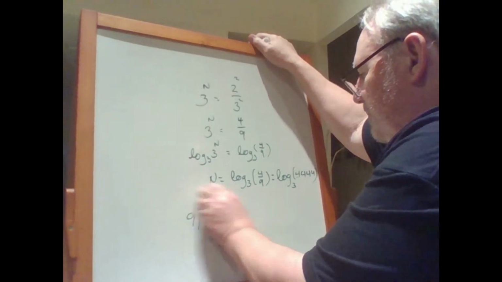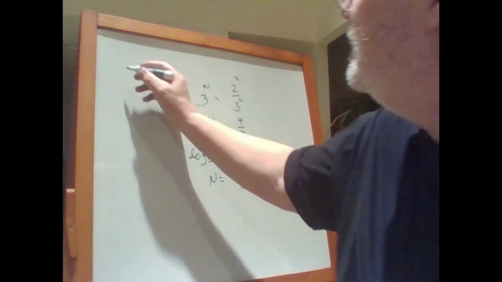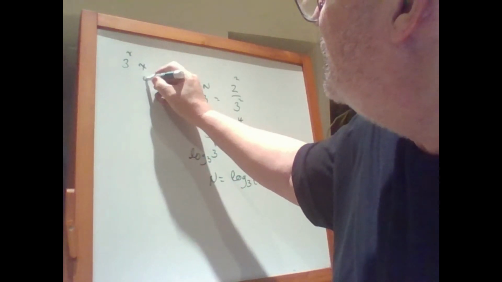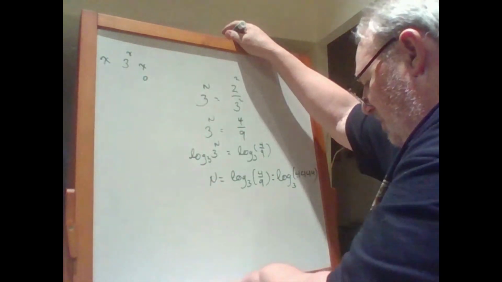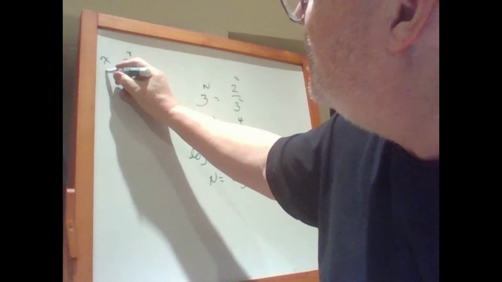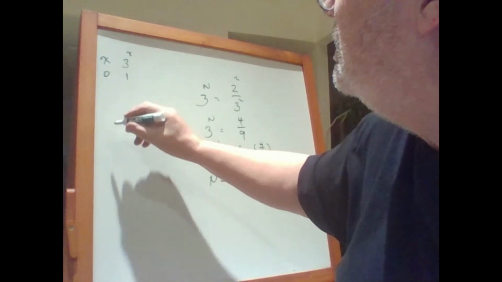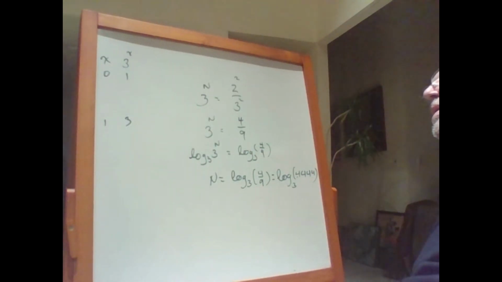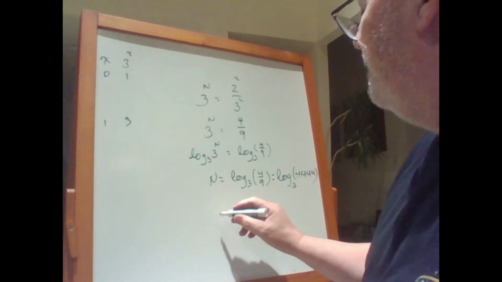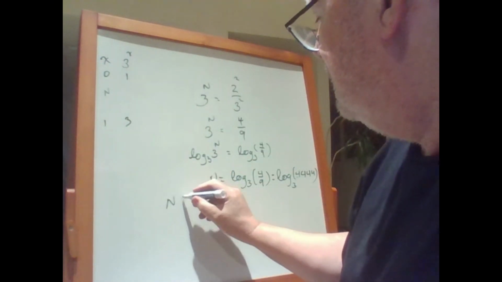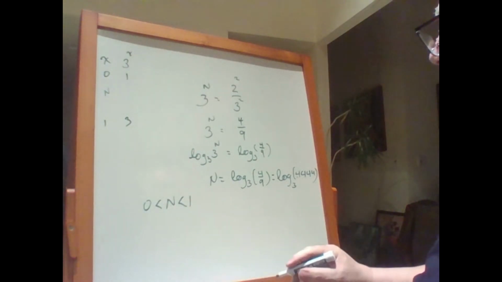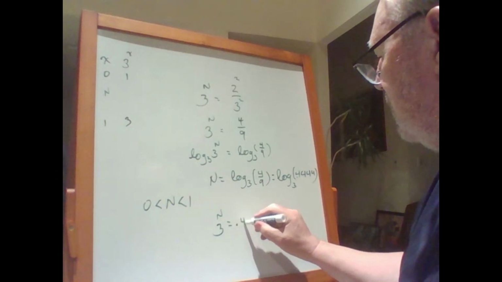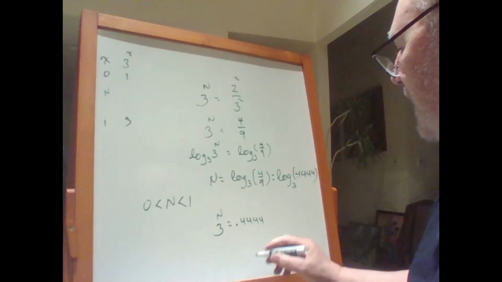Okay, so if we have 3 to the x, we write it over here. x is 0, 3 to the x is 1, and x is 1, 3 to the x is 3. So n has got to be in here somewhere. n is between 0 and 1. And so 3 to the n equals 0.4444.